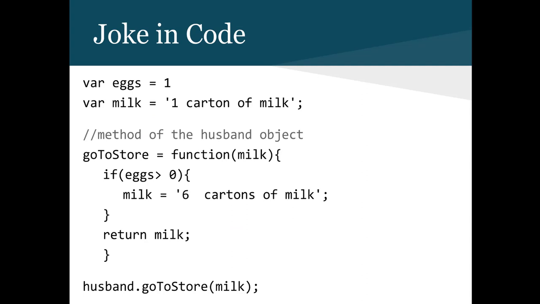So let's take a look at this joke in code. Here we have eggs. Their current value is 1. So they're greater than 0, right? Our current value for milk is 1 carton of milk. The husband has a go to store function. We're adding the milk argument in, so it's 1 carton of milk. We're going to check if eggs are greater than 0. Yes, they are. We're now going to reset the value of milk to equal 6 cartons of milk. We're going to use the return keyword and say return the new value of milk. That's going to be 6 cartons of milk.